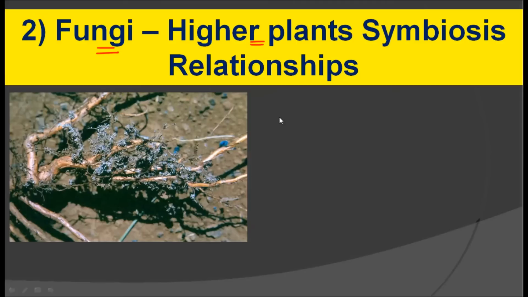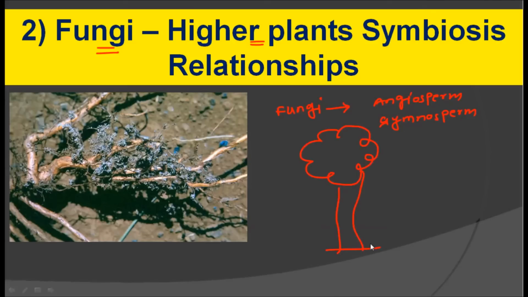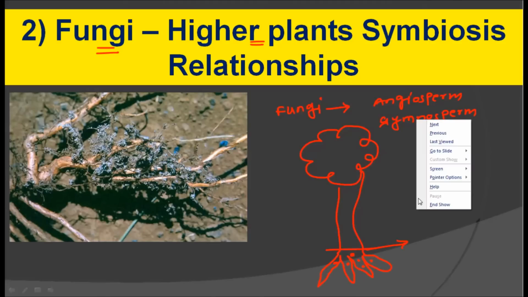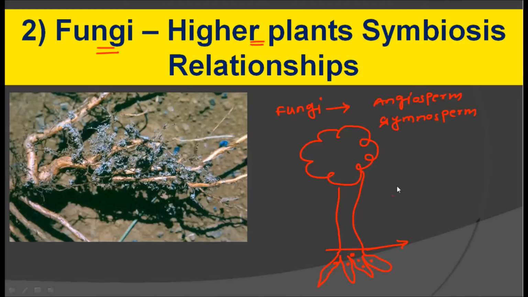Now, the second important ecological function of fungi is their relationship with higher plants. As you may have heard, fungi form a symbiotic relationship with the angiosperms. And not only with angiosperms, they also form symbiotic associations with the gymnosperms. Now, in this association, the fungus tends to be present on the roots of the higher plants. This association between the fungus and the higher plants is commonly called mycorrhizae.